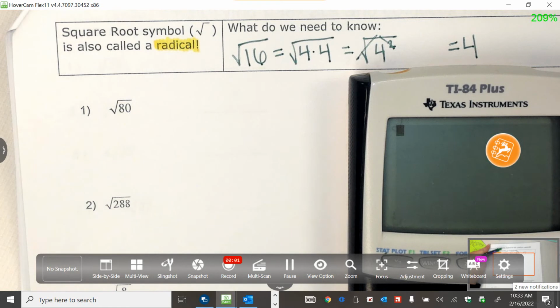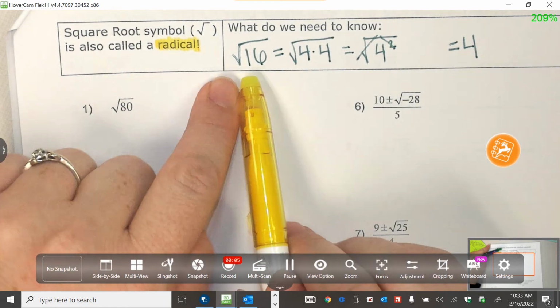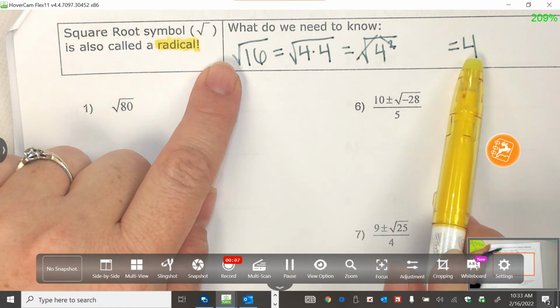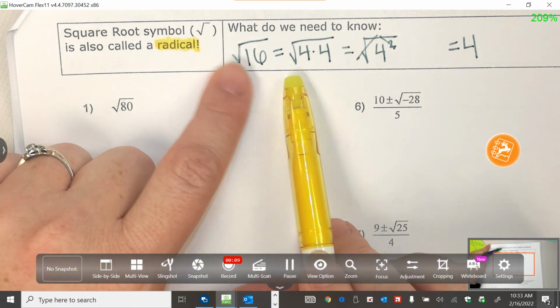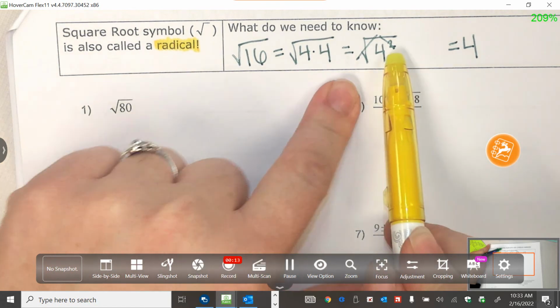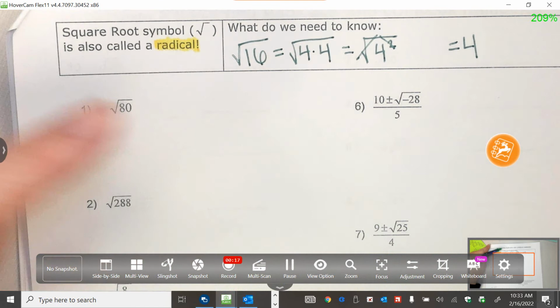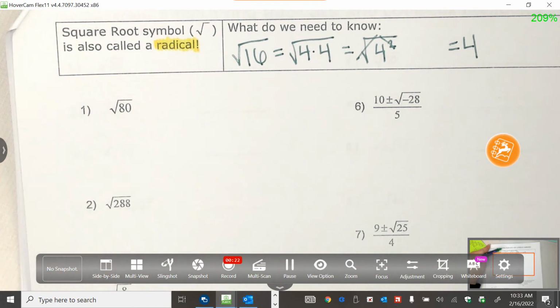Okay, so square root symbols are also called radicals. What do we need to know? Well, we know that the square root of 16 equals 4. The reason is because 4 times 4, which is 4 squared, and the square root and squared are inverses, therefore they cancel each other, so it's just 4. So we know that anytime we have something twice, or squared, we can cancel it and take it out.